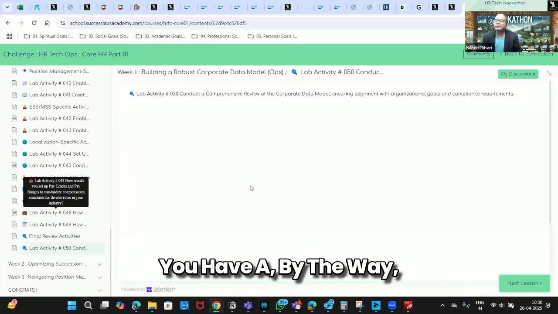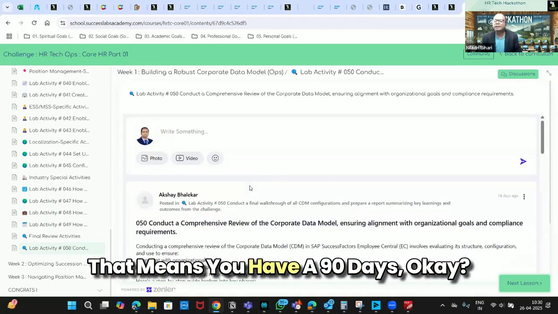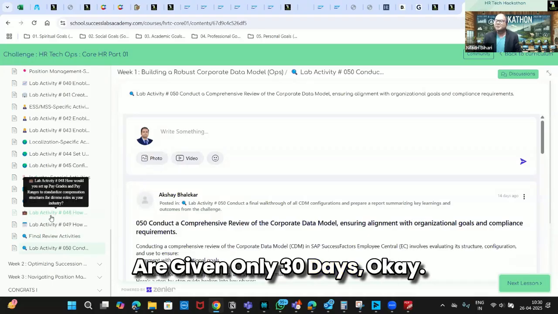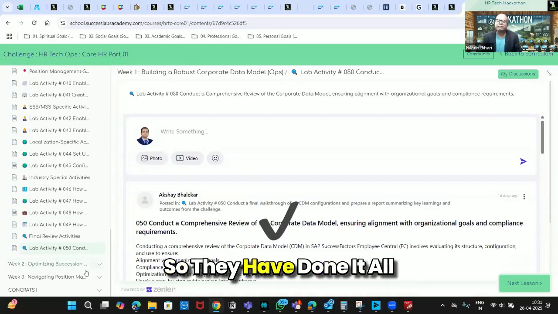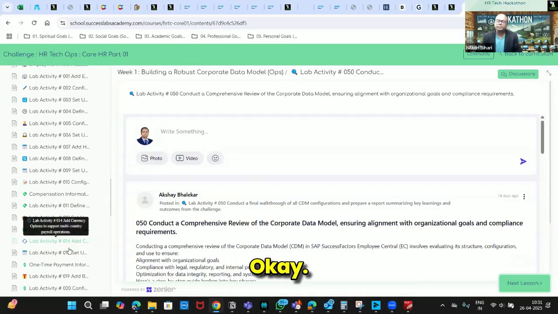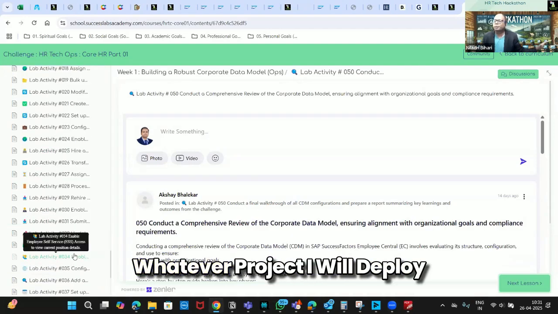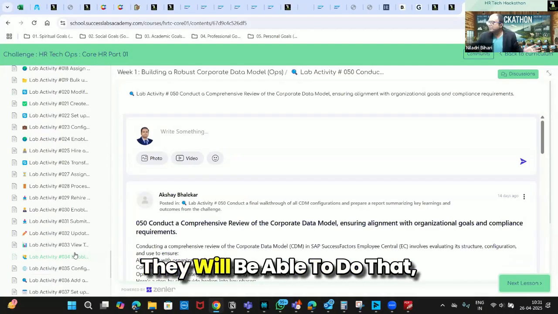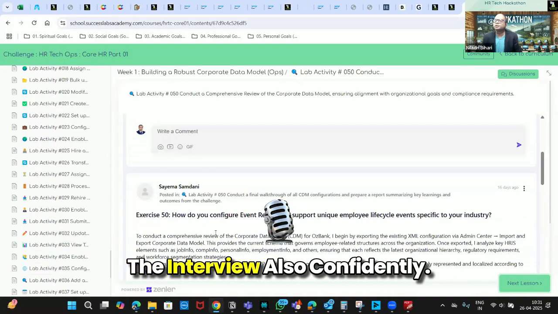By the way, you are going through the hackathon process, which means you have 90 days. But I gave these people only 30 days, because they were going through the bootcamp process, which is a 1 month program. So they have done it all in 1 month, 150 activities. Now I am confident that whatever project I deploy them on, they will be able to do it confidently, and they can also crack the interview confidently.